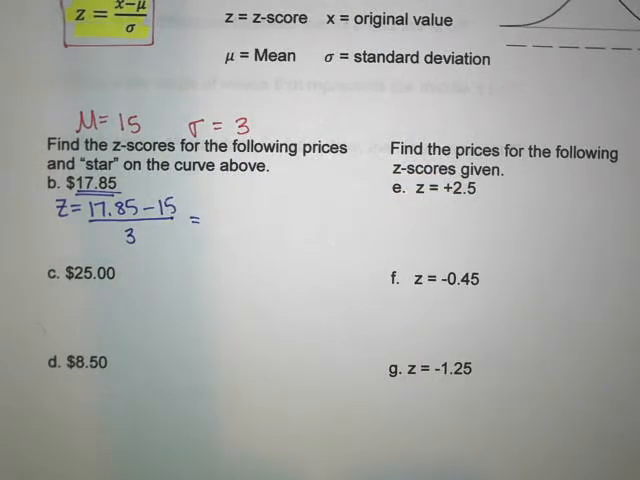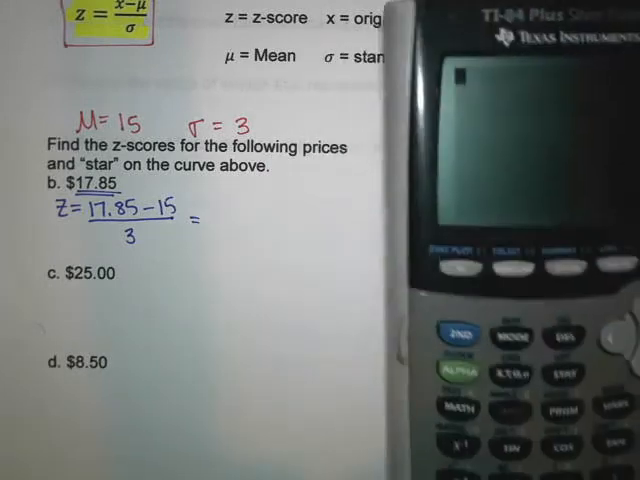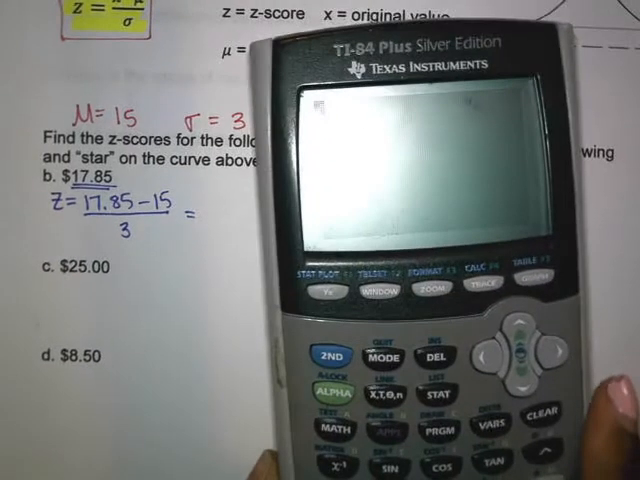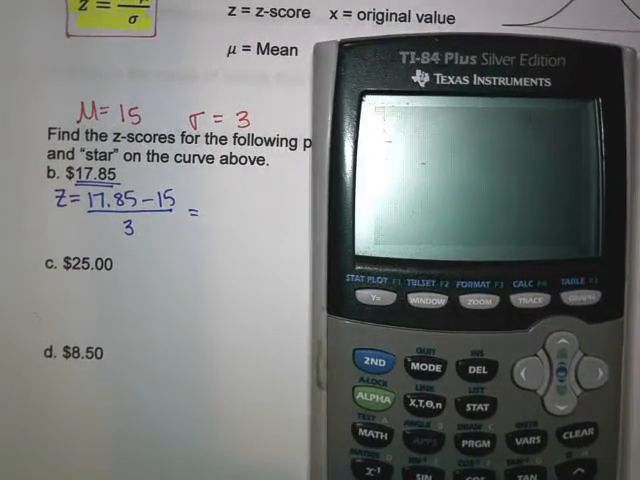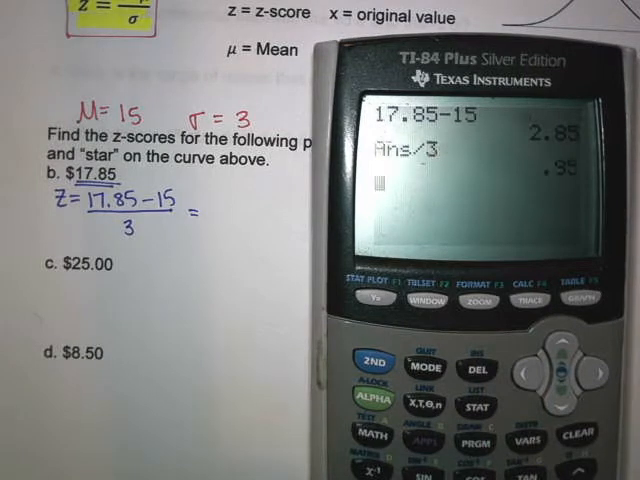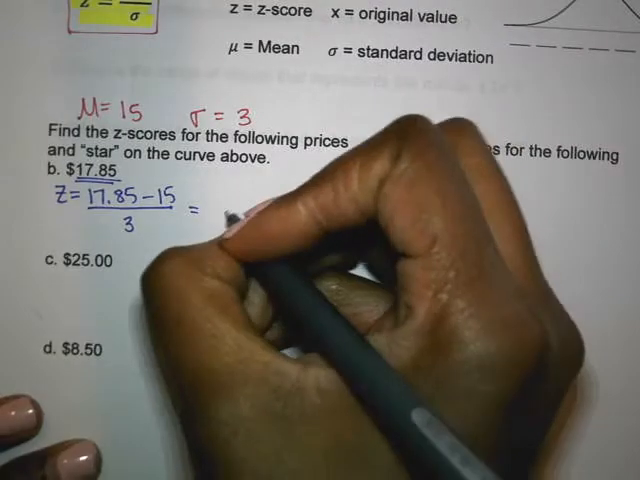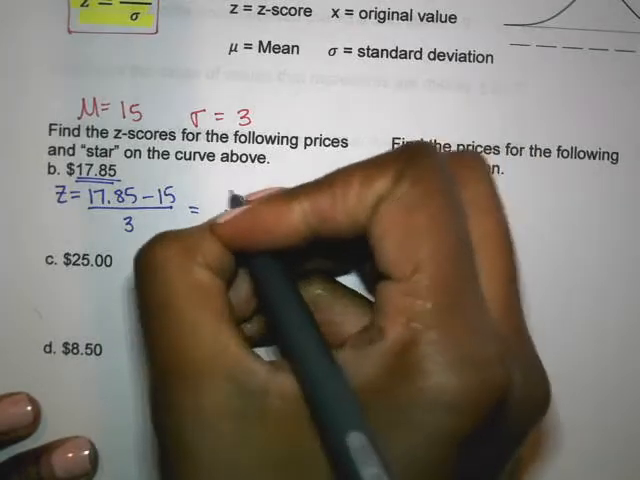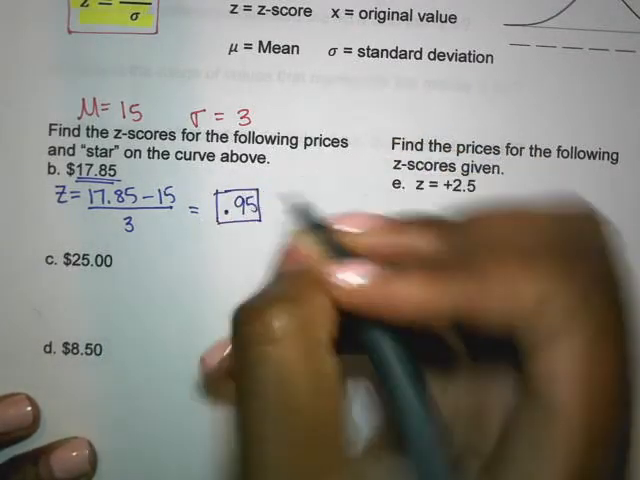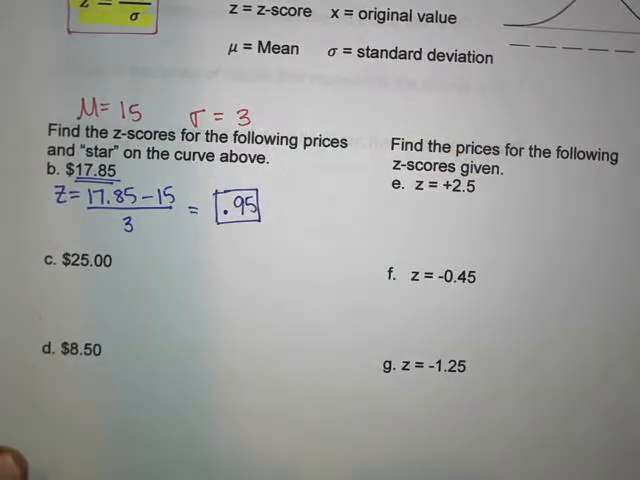When you type this into your calculator, make sure that you type in the top of your fraction, press enter, and then divide by 3. We always round to 2 decimal places. So my z-score is 0.95. Okay, so for that data point, the z-score is 0.95.